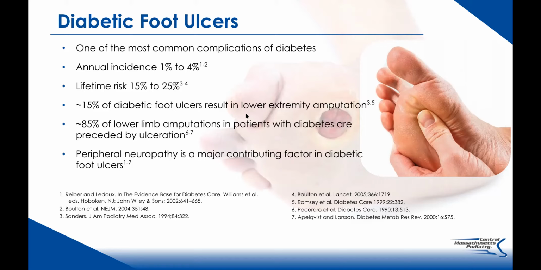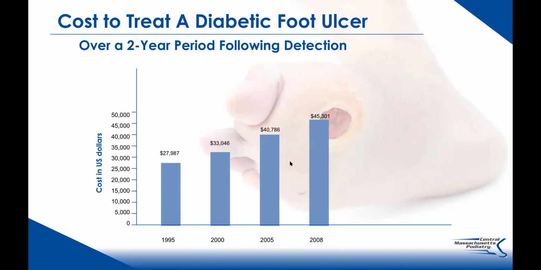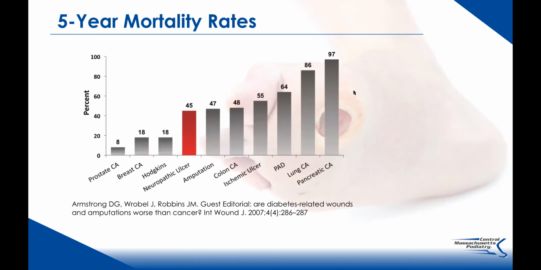We have to be careful of shoes. And peripheral neuropathy is a major contributing factor in ulcers. So not feeling, right? It makes sense because you can't feel it. Over a 2-year period, the cost is very, very expensive. In 2008, which is 10 years ago or more, it's probably closer to $80,000 now.